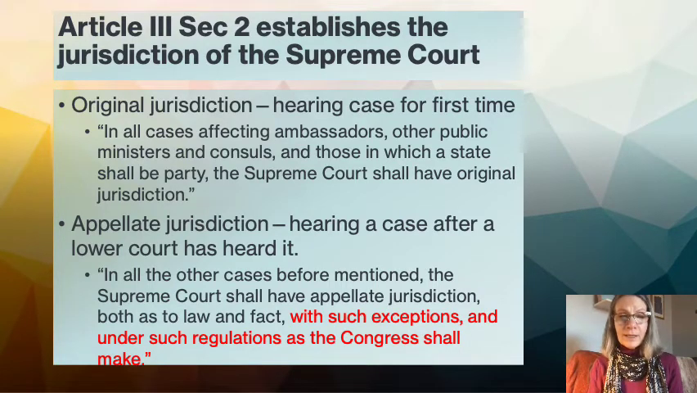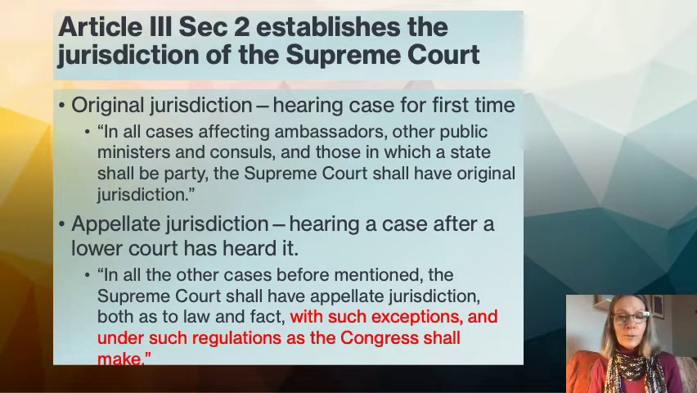It also goes on to tell us about the appellate jurisdiction of the Supreme Court. The appellate jurisdiction is hearing a case after a lower court has heard it. And as we know, the vast majority of cases that come to the Supreme Court are heard by a lower court first. And it says there from the Constitution, in all other cases before mentioned, the Supreme Court shall have appellate jurisdiction, both as to law and fact, with such exceptions and under such regulations as the Congress shall make. I have that highlighted in red because when you get to the case Ex parte McCardle, that's going to become a really big issue in that case.